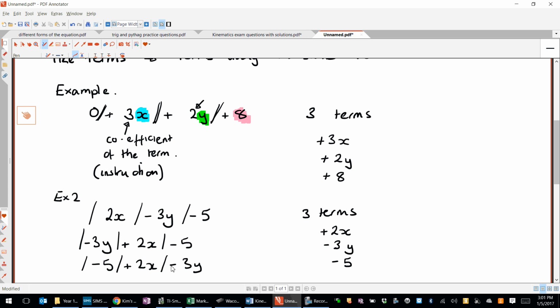I've just rearranged them, but they'll still give the same answer. If I told you what x and y were, all those three would give you the same value. Pick a value for x, pick a value for y, and work out what the value would be. X can be any number. It was always a minus 5 in example 2.